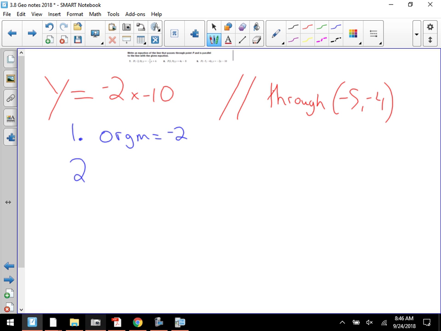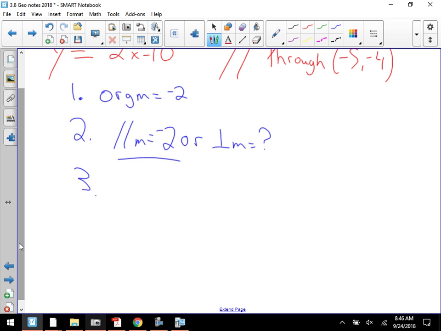Second step. Is it a parallel slope problem? Or is it a perpendicular slope problem? Which one is it? Parallel. It's a parallel slope, so what is the parallel slope to negative 2? Negative 2. Okay. Third, and this is kind of where you were getting at with the write the equations of the lines. I have a slope and a point. I use point slope form. And solve for y.